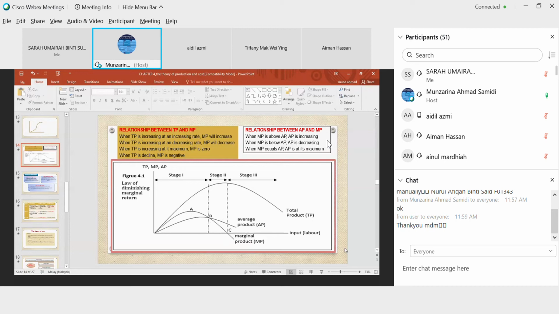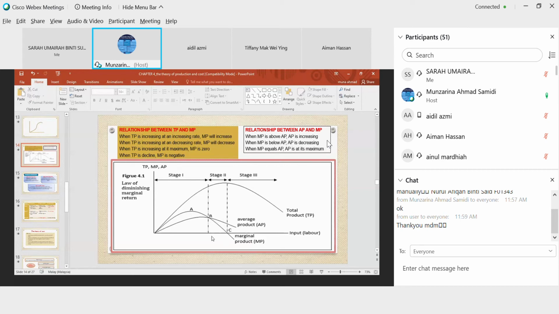Just like your CGPA. Okay, you should understand, like your CGPA. Your GPA, meaning the GPA that you get every semester. When your GPA is greater than your cumulative, of course your CGPA will increase. When your GPA is lower than your CGPA, CGPA is your average. Your GPA, grade point average, is your marginal. Your cumulative grade point average, CGPA, is the average.